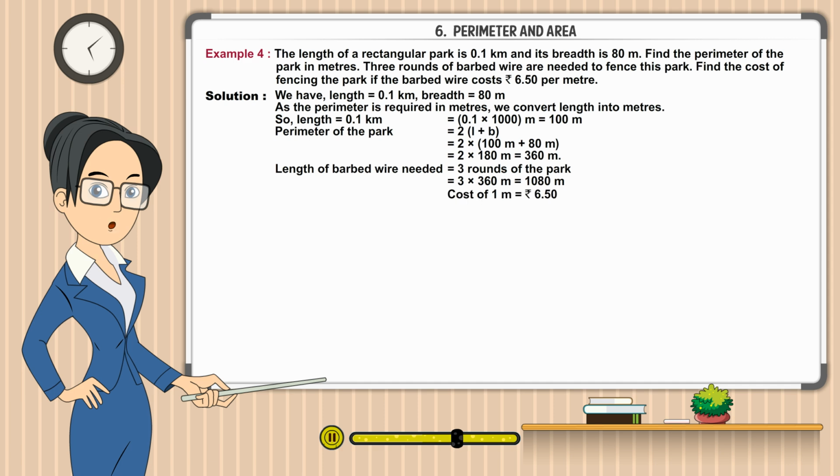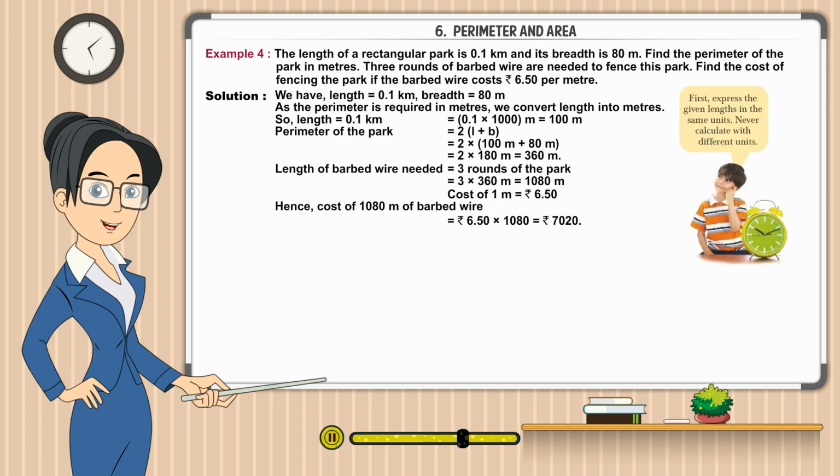Cost of 1 meter is equal to 6 rupees 50 paise. Hence, cost of 1080 meter of barbed wire is equal to 6 rupees 50 paise into 1080 is equal to 7020 rupees. First, express the given lengths in the same unit. Never calculate with different units.